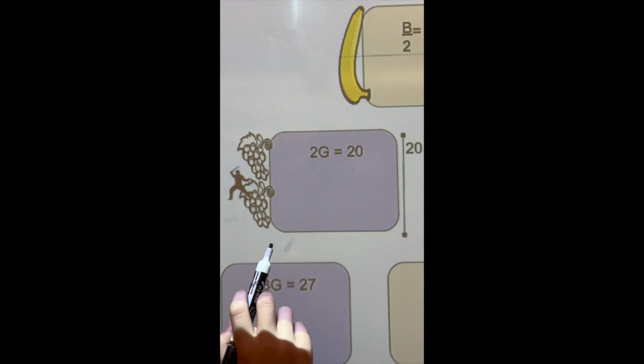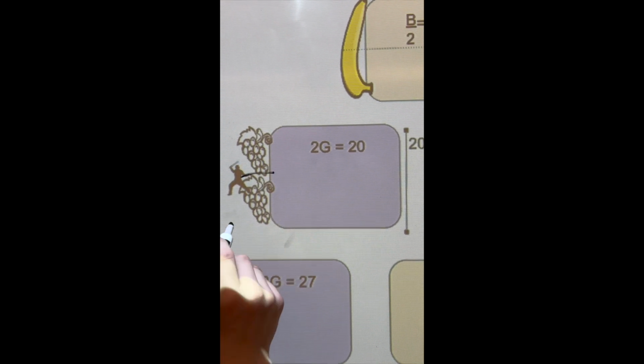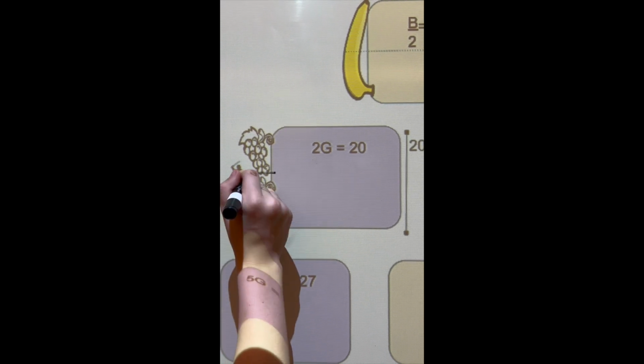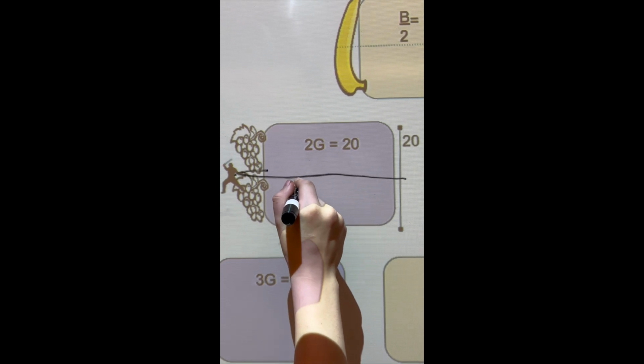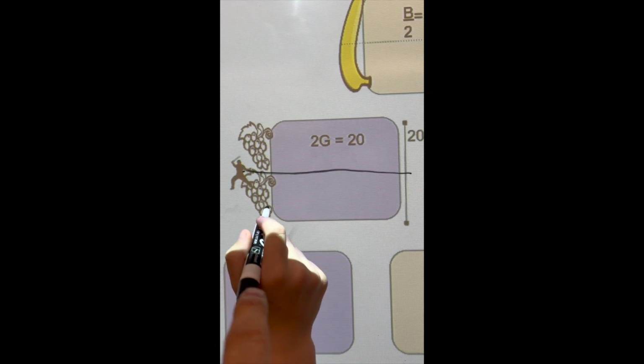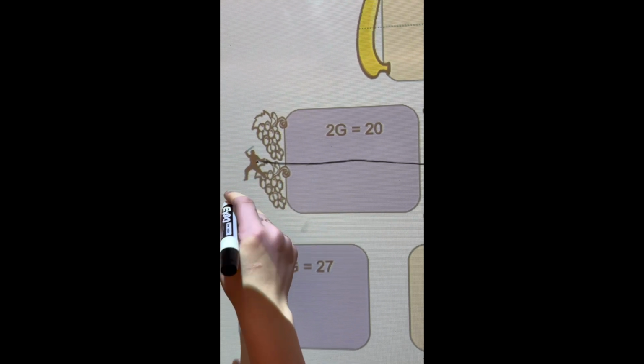Show me with the grapes. We have to divide all the way across, right? Divide everything by what? By 2. Okay. Before you write, what's that going to leave you with in the picture there? It's going to leave me with 1 bunch of grapes.